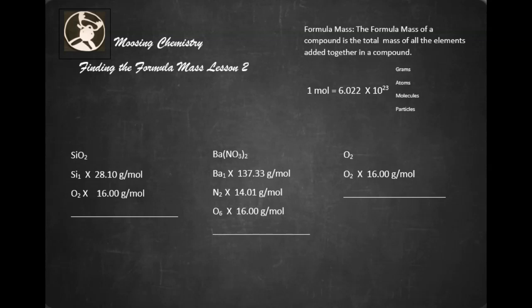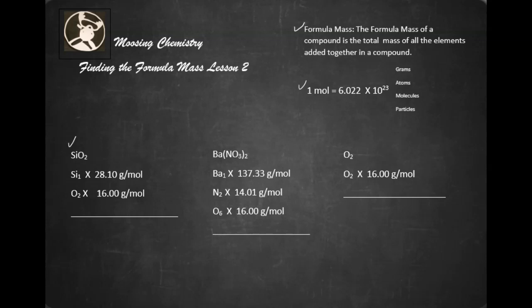Alright, formula mass. The formula mass of a compound is the total mass of all the elements added together in a compound. It's also important to remember that 1 mole is equal to 6.022 times 10 to the 23rd grams. Or it could be in atoms, or molecules, or particles, or whatever. So a mole of anything is 6.022 times 10 to the 23rd. So let's look at our first compound, silicon dioxide.